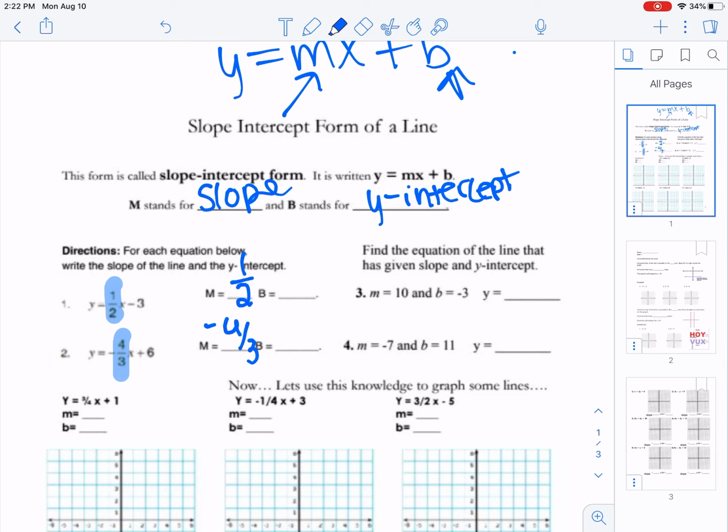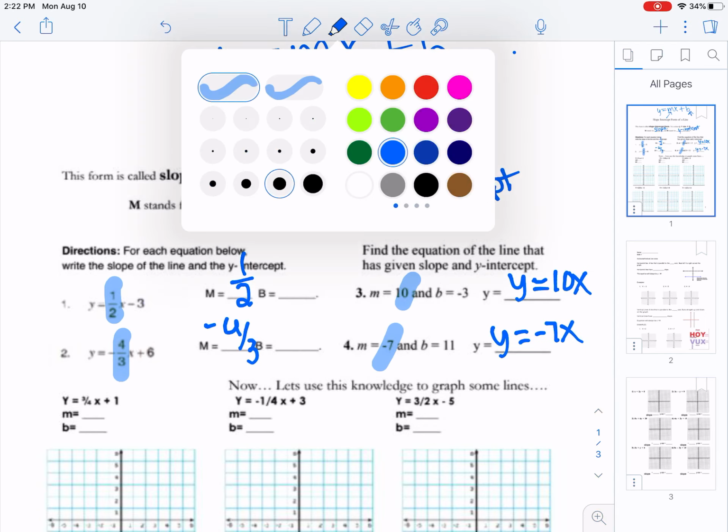Okay, and then similarly on these equations, it's telling us that the slope is 10 and -7. So if I were to write an equation, it would be y equals 10x plus whatever the y-intercept is. Or in this one, it would be y equals -7x plus whatever the y-intercept is.